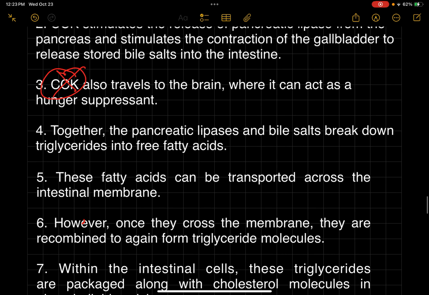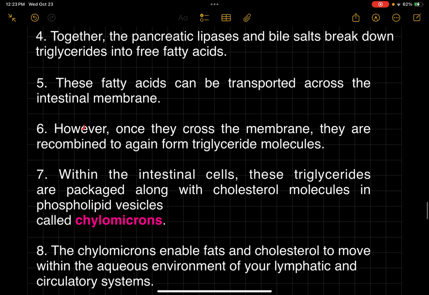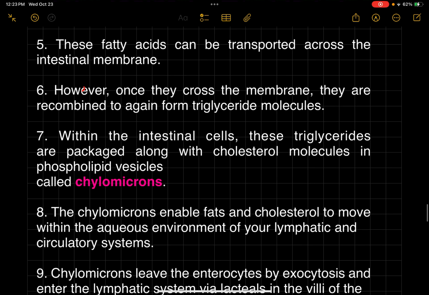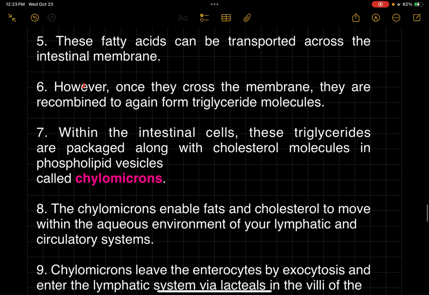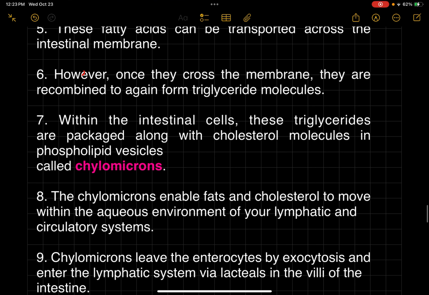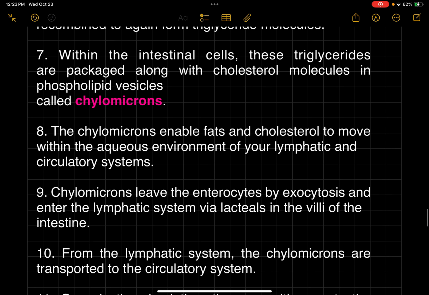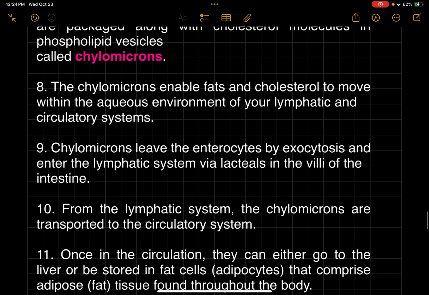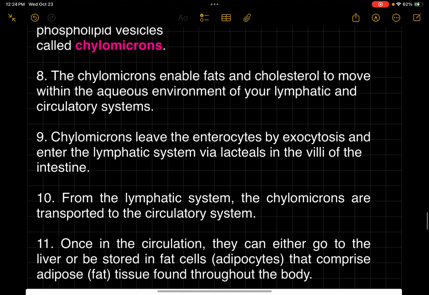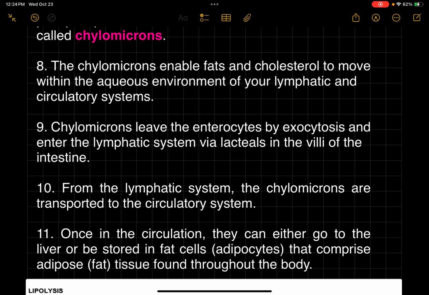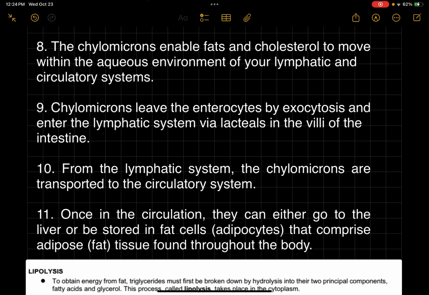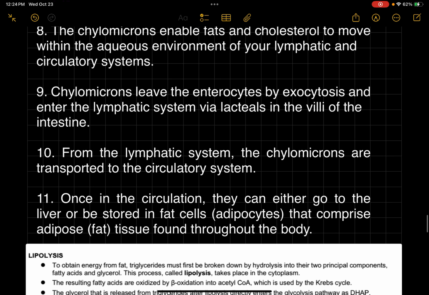These fatty acids can be transported across the intestinal membrane. However, once they cross the membrane, they are recombined to again form triglyceride molecules. Within the intestinal cell, these triglycerides are packed along with cholesterol molecules in the phospholipid vehicles called chylomicrons. Then the chylomicrons enable fats and the cholesterol to move within the aqueous environment of the lymphatic and circulatory system. Chylomicrons leave enterocytes by exocytosis and enter the lymphatic system via lacteals in the villi of the intestine. From the lymphatic system, the chylomicrons are transported to the circulatory system.